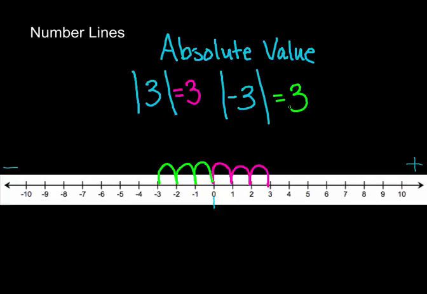Absolute value is always a positive number. Absolute value represents distance, and distance cannot be negative. So whenever something asks for the absolute value of an integer, your answer is always going to be positive.